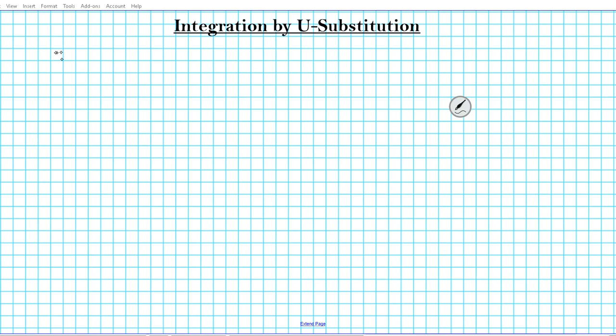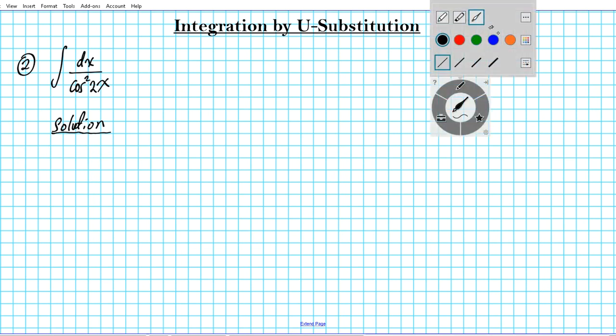Alright, let's take a look at question number 2 on how to integrate using u substitution. So let's say you want to find the integral of dx over cosine squared 2x. Okay, we're going to do this using the u substitution method. Now let's start off by rewriting what the formula is. Hopefully you remember. Let's just refresh our memories again.